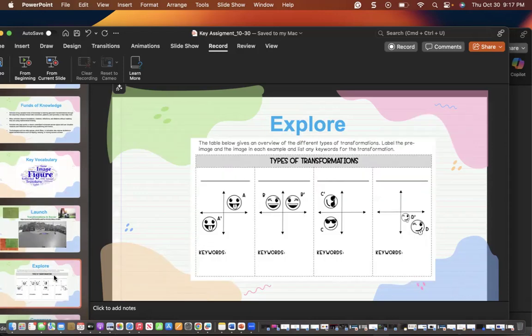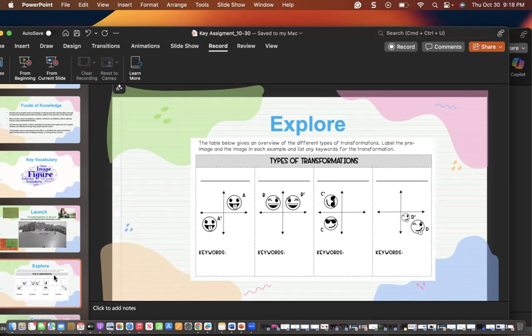Now we're moving on to the Explore that I used. I wanted to get each student to identify what is happening with each emoji. So we want to identify the transformation and then also have the student identify the keyword. On the first one, we see that the emoji slides. What we wanted the students to realize is that that's a translation, and that the keyword for that is slide.